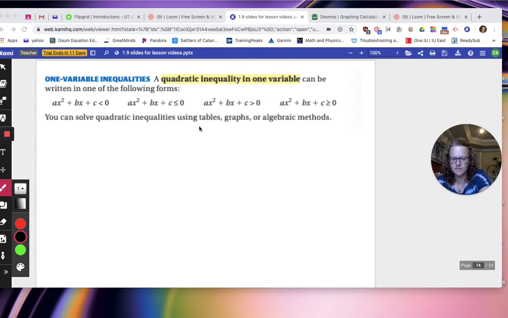So the next two examples, let's make sure I get this right. Yep, a table, we graphically.